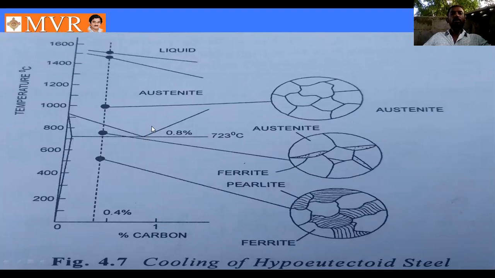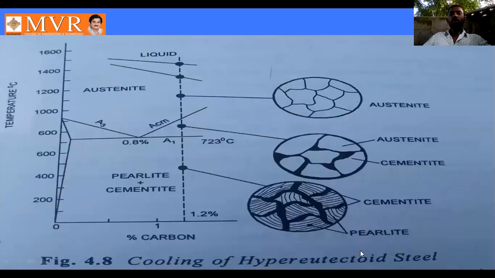Next we can see hypereutectoid steel, where the carbon content is 0.8 to 2%. From 1600 degrees to 1200 degrees, it is completely liquid. Above this line it is completely liquid. Freezing starts from here onwards, and we can observe liquid plus solid. Coming to 1200 degrees centigrade onwards, we can observe austenite.